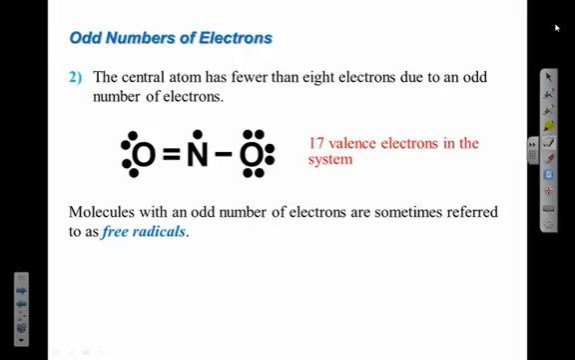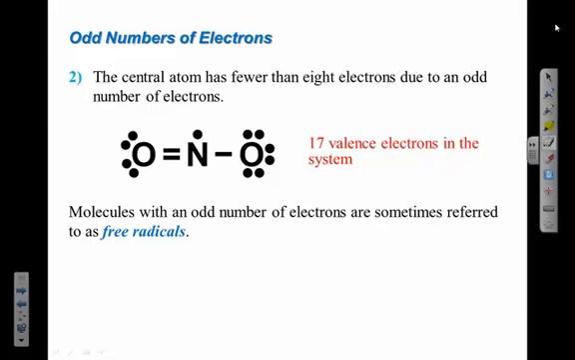Other exceptions to the noble gas configuration or octet rule is the situation where you have an odd total number of valence electrons. Not very common, because if I count up my number of valence electrons and I find out it's an odd number, there's no way to put them in pairs. And if I can't put them all in pairs, there's no way to complete the noble gas configurations for all the atoms. And so that creates something called a free radical. It's kind of a cool name. Free radical is simply an atom or molecule that has an unpaired electron.